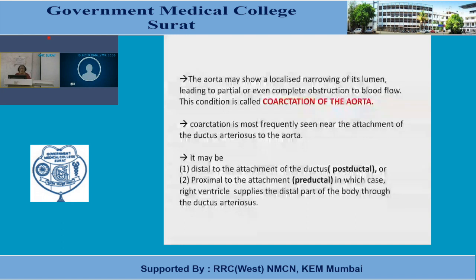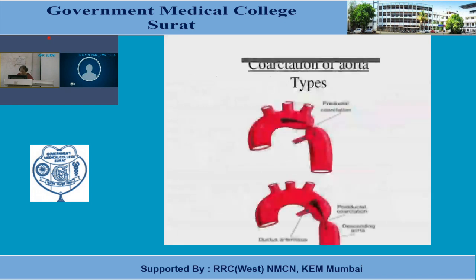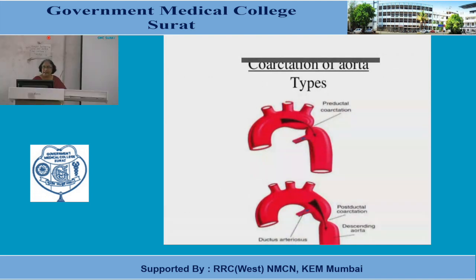It may be distal to the attachment, postductal, or proximal to the attachment, preductal, in which case the right ventricle supplies the distal part of the body through the ductus arteriosus. This is the figure showing the coarctation of aorta. So how many defects along with the tetralogy of Fallot? Number 1, PDA. Number 2, coarctation of aorta.